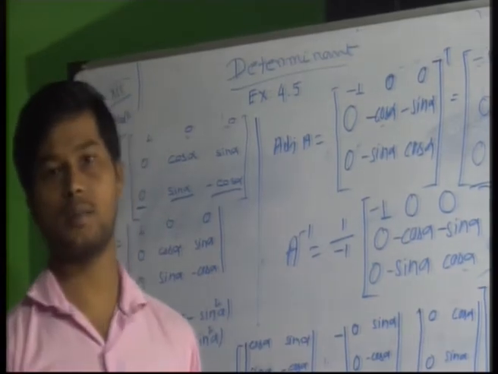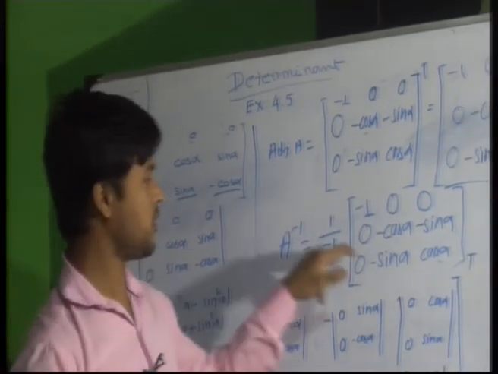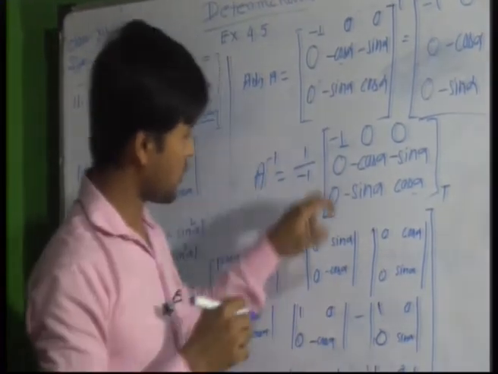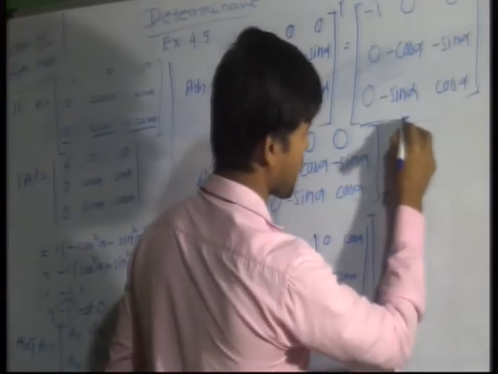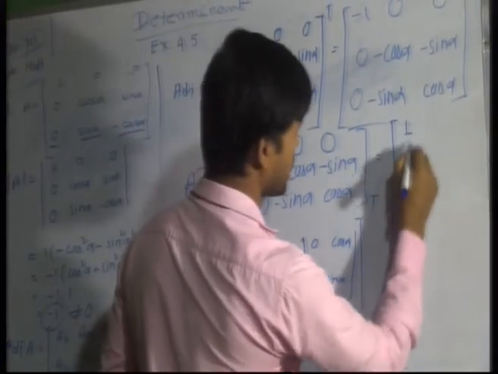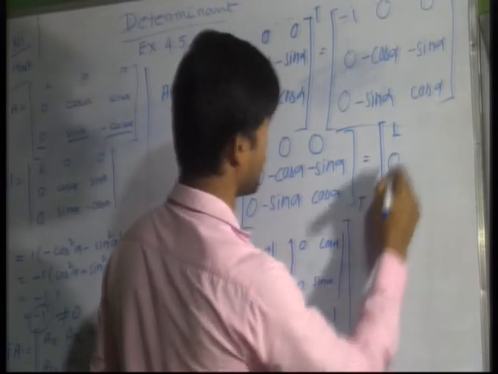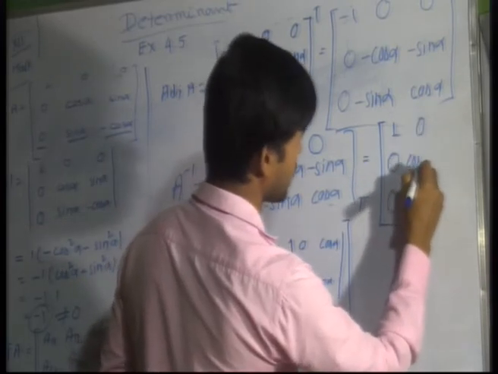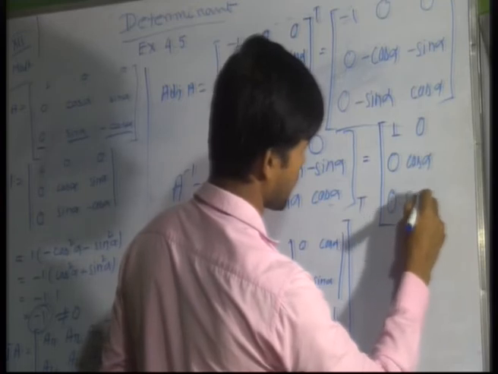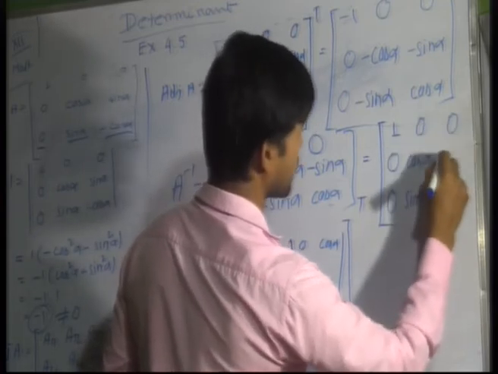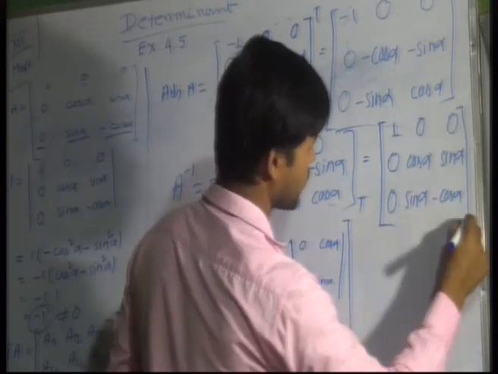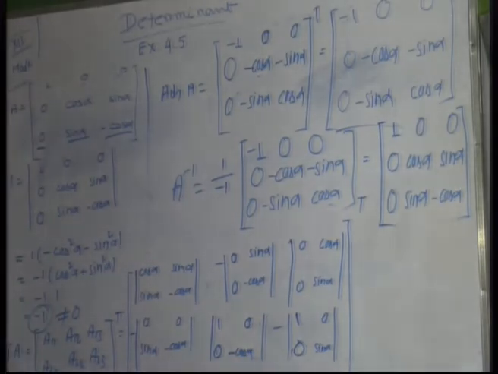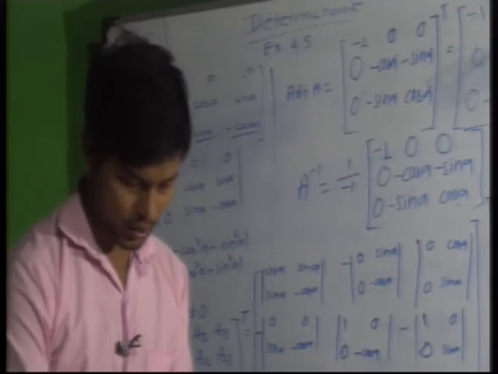Now multiply the matrix by minus 1. We know the rule for multiplication of a matrix by a scalar: we have to multiply each and every element of the matrix by the scalar. Here we have to multiply all the elements of the matrix with minus 1. So the first row will be 1, 0, 0, then 0, cos alpha, sin alpha, then 0, sin alpha, and the last element is minus cos alpha. So this is the inverse of the matrix. Clear? Okay, so I have done question number 11.